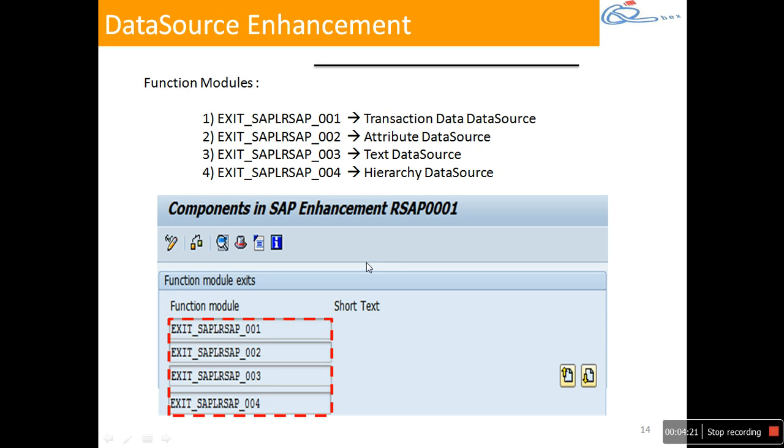This will basically have 4 function modules in it: 1, 2, 3 and 4. Variable customer exit had only 1, but this will have 4 function modules. We will have to use the function module based on the type of data source. If you want to implement the logic for enhancing a transaction data source, it is 1, for an attribute data source it is 2, for a text data source it is 3, for a hierarchy data source it is 4.